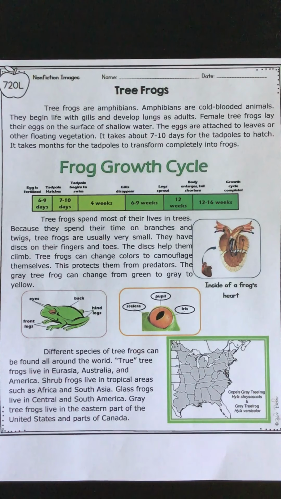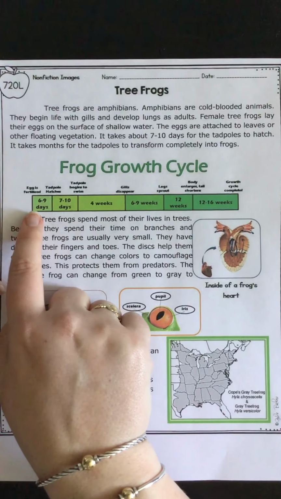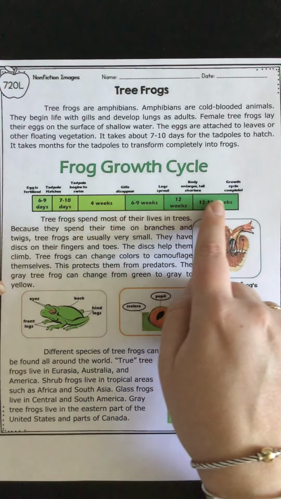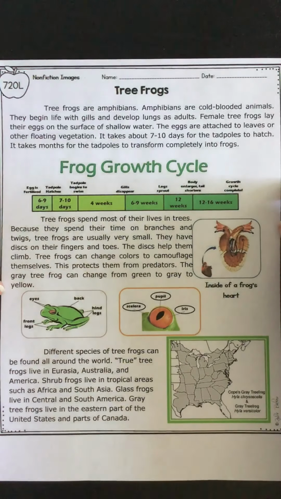Now, here's the great part. We just got to our first feature of nonfiction text. This is an example of a timeline, and this timeline is showing us the frog growth cycle. So if I look at my frog growth cycle right here, this is the title, I can see this whole line here is going to tell me information about time relating to the frog's growth cycle.